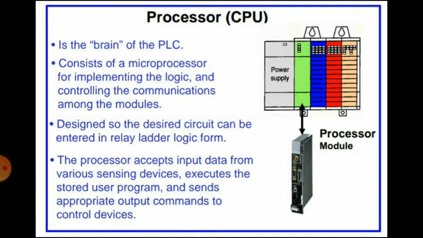The processor receives the input data from various sensing devices, executes the instructions according to the stored program from memory, and sends appropriate output commands to the actuators and output devices. The power supply unit is needed to convert the AC voltage to the low DC voltage necessary for the processor and to supply power to other circuits in the input and output interface modules.